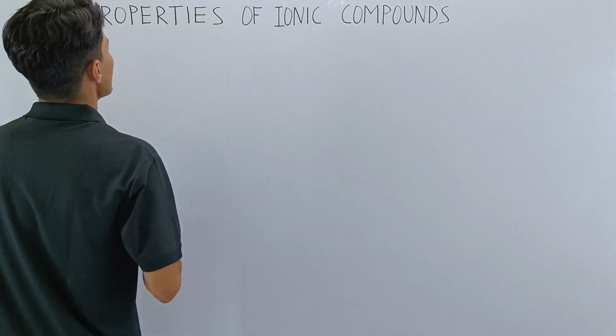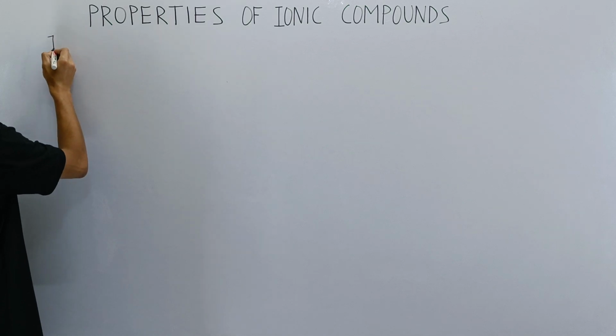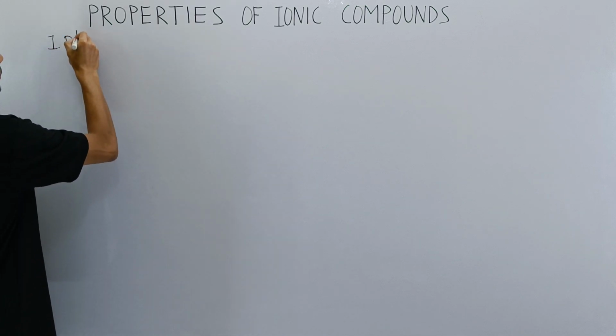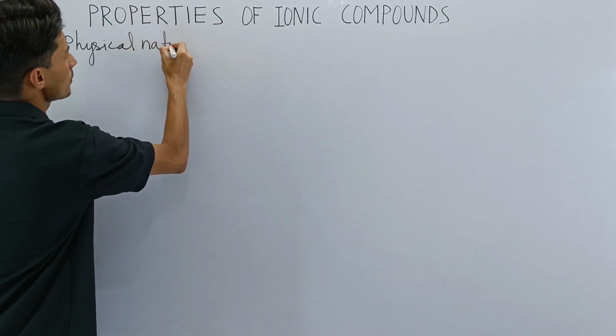So let's start now. The first property is property number 1, it is physical nature. Let's discuss the physical nature first.